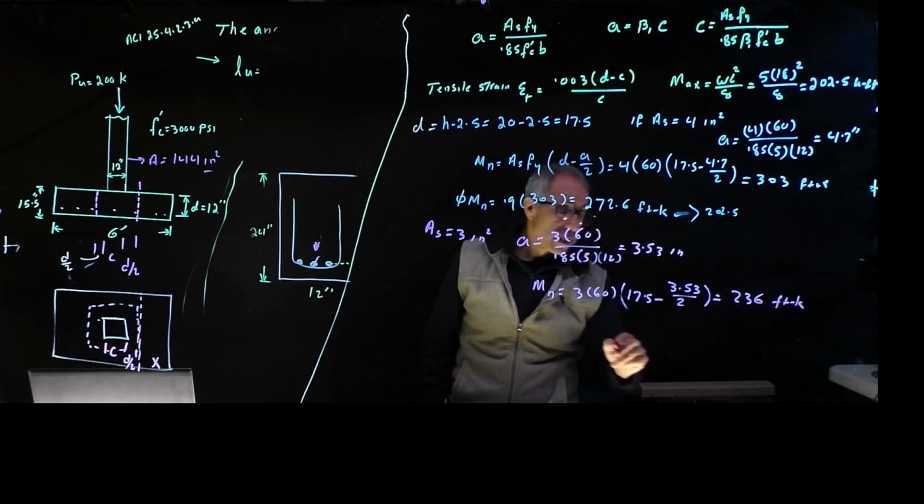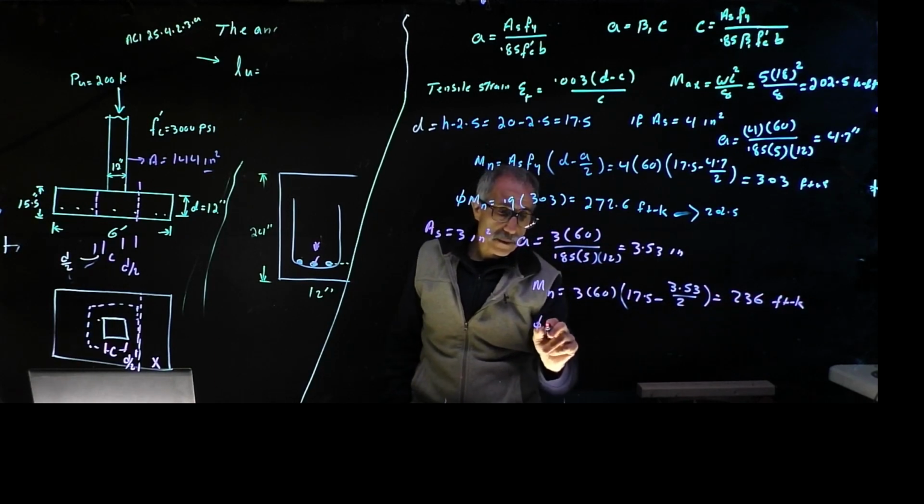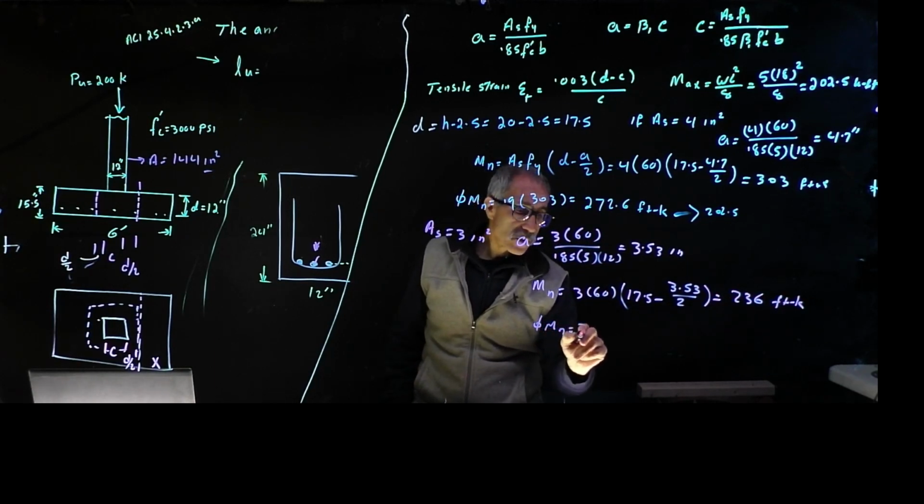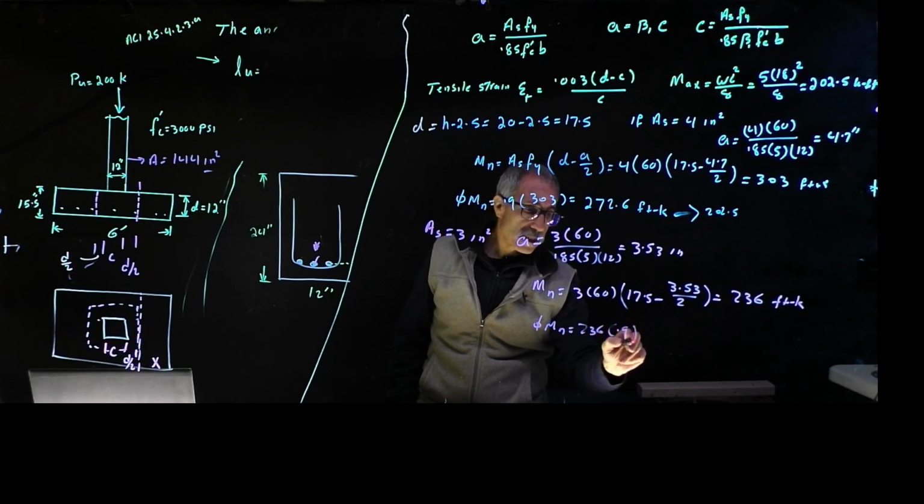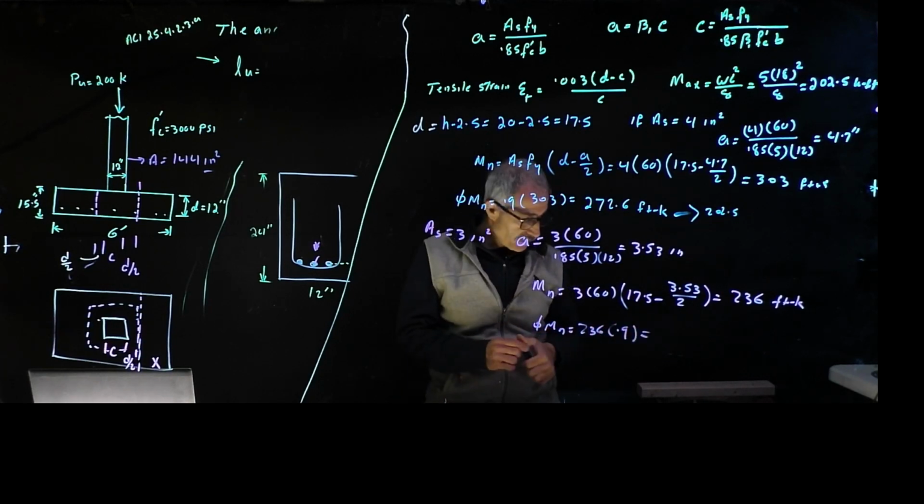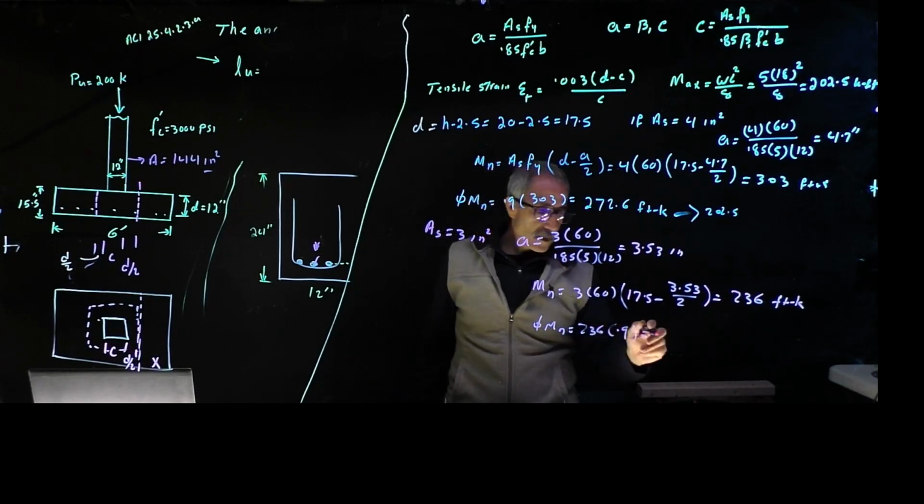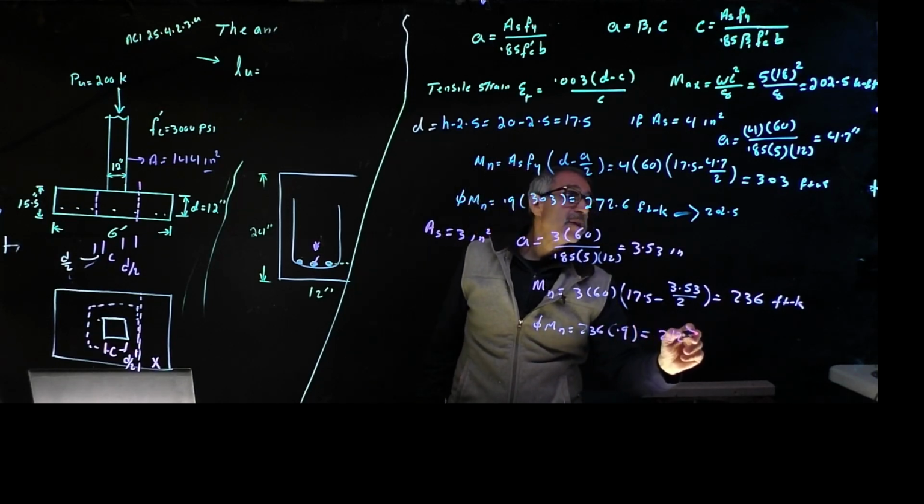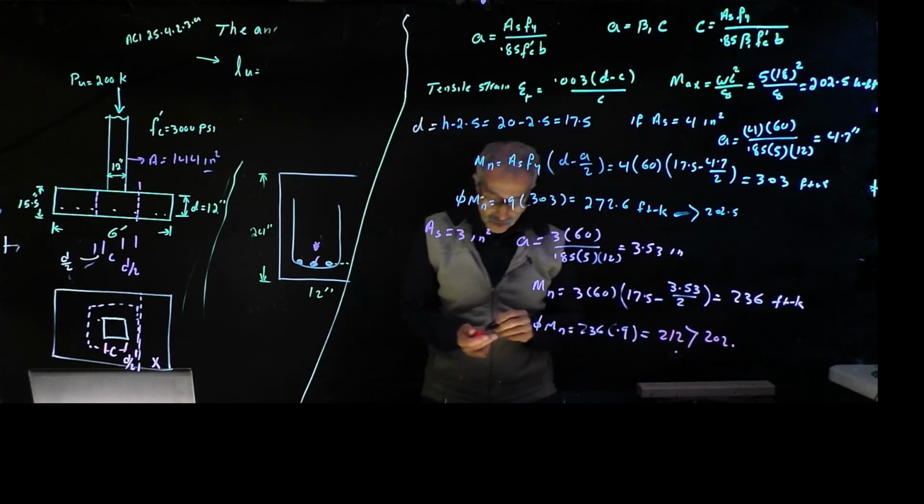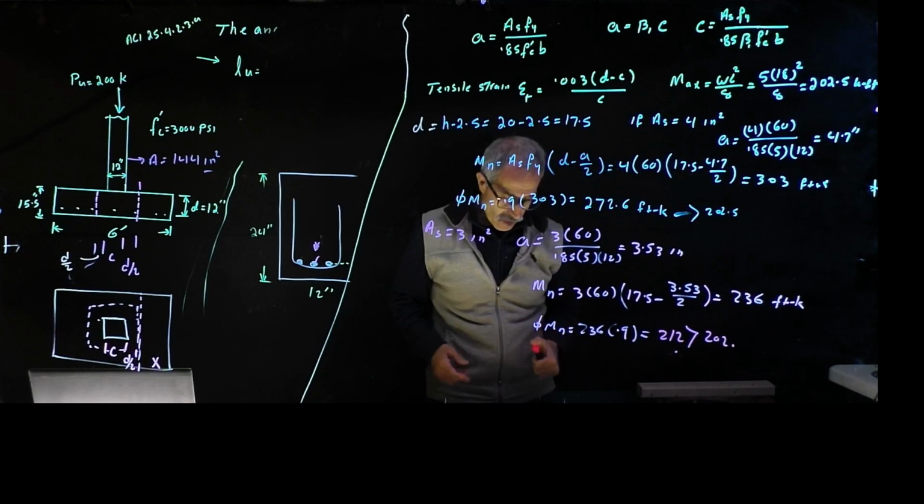foot-kip, and if I multiply phi times Mn, 236 times 0.9, that will give me 212. This is closer, which is bigger than 202. So this one won't work. You go ahead and try the other ones. See how it works.